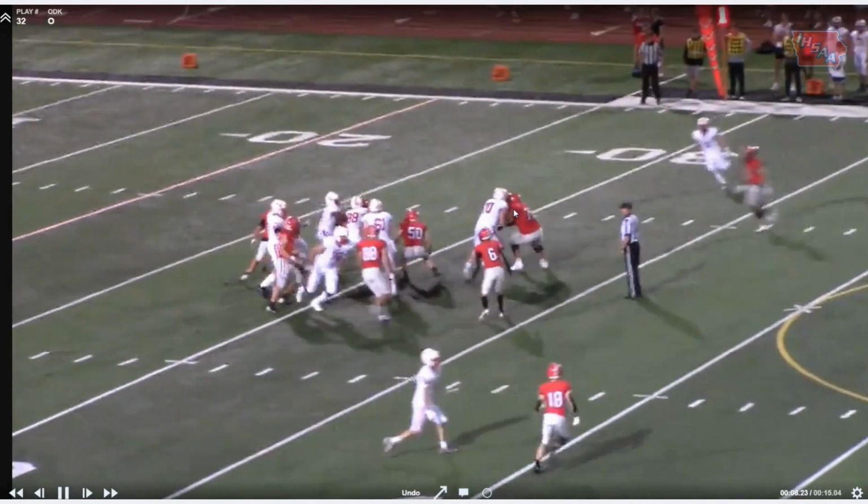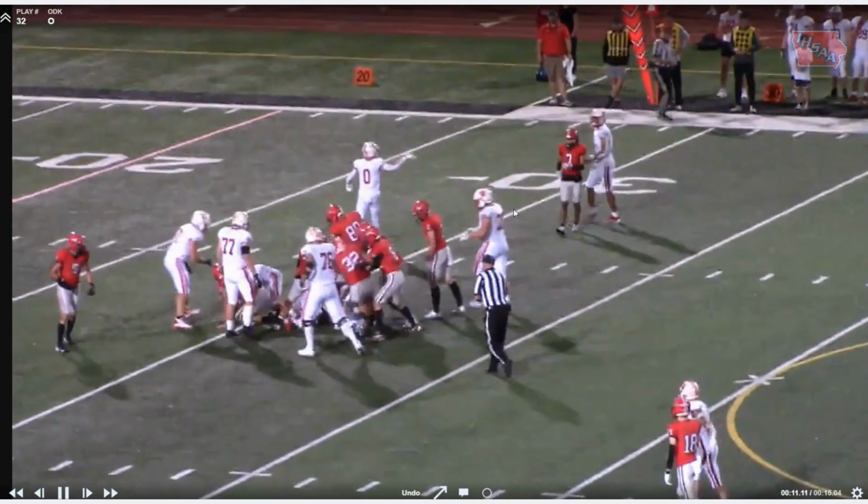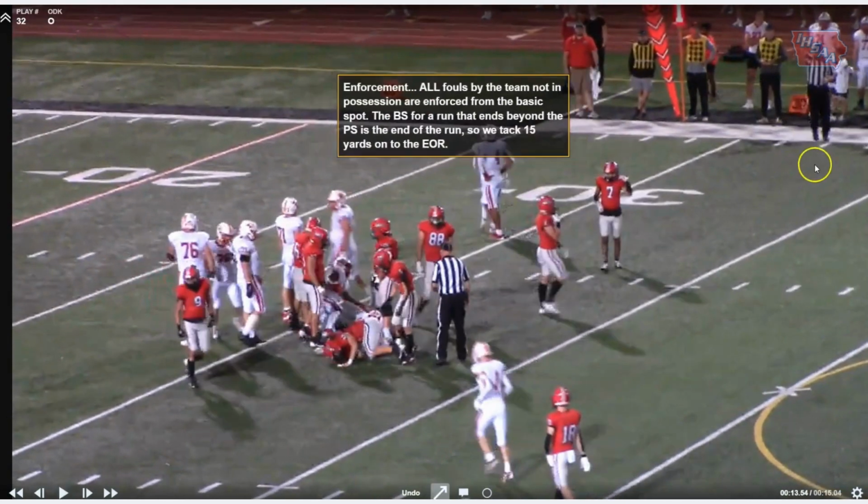And then talking about penalty enforcement here, again, we have a gain on the play, and we have a foul by the team not in possession. So our basic spot on a run, the run that ends beyond the previous spot is the end of the run. It's a foul by the team not in possession. Therefore, we always enforce that from the basic spot. So we're going to go from the end of the run, tack on 15 yards. So we're going from the 33 to the 48 yard line. And this is going to be from the end of the run.